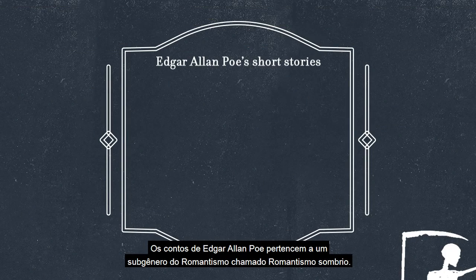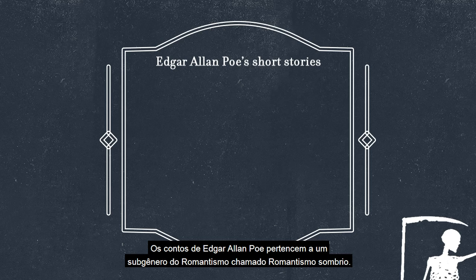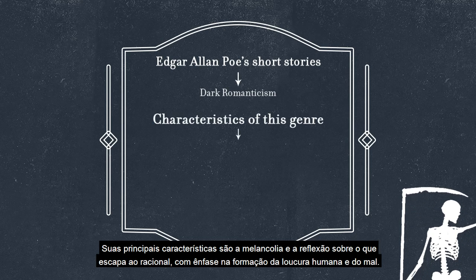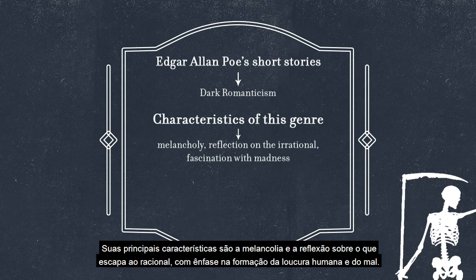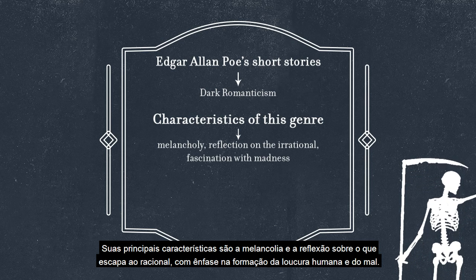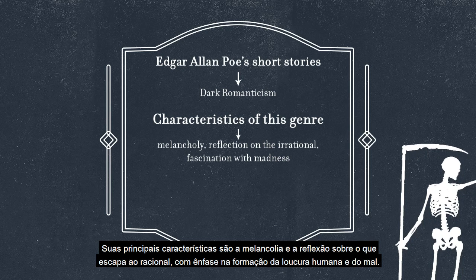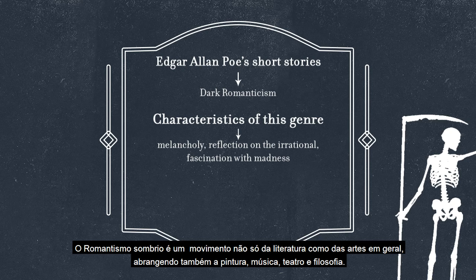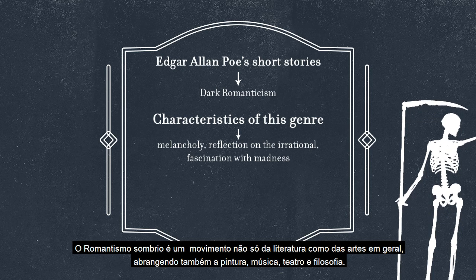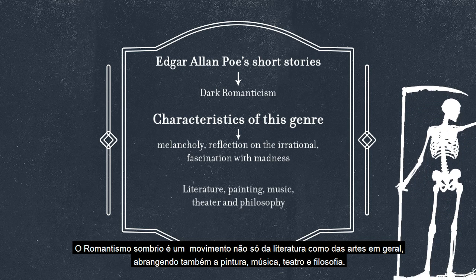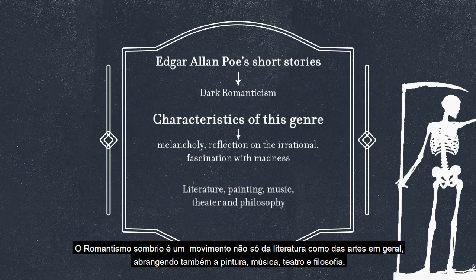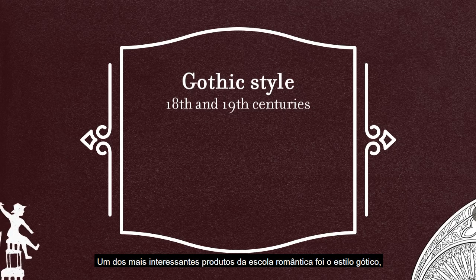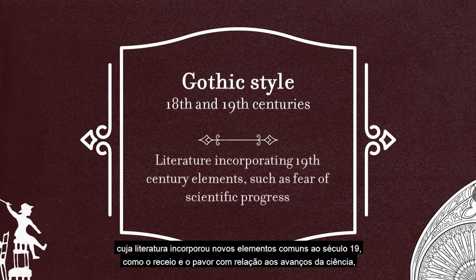Edgar Allan Poe's short stories belong to a literary subgenre of Romanticism, called Dark Romanticism. Its main characteristics are melancholy and reflection on what escapes the rational, with emphasis on the fascination with the formation of human madness and evil. Dark Romanticism is a movement not only in literature but also in arts in general, also covering painting, music, theater, and philosophy.